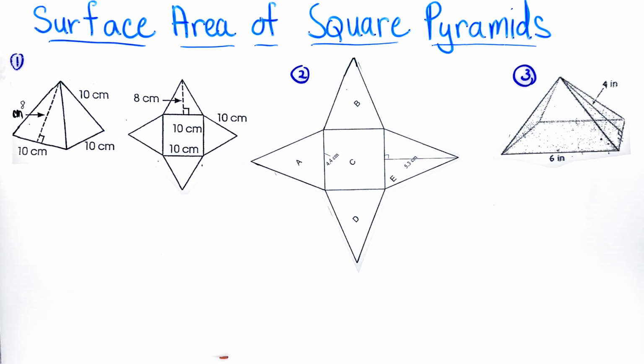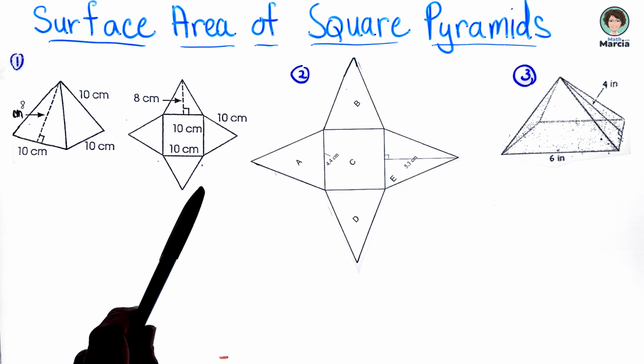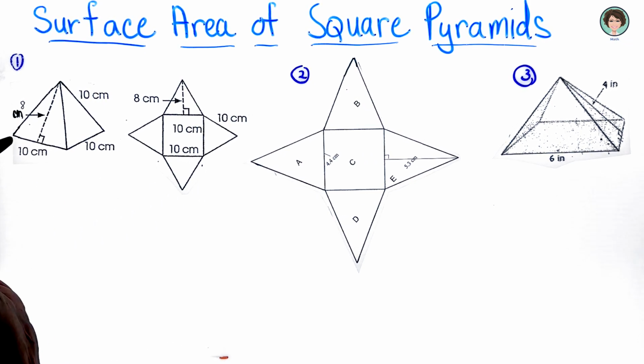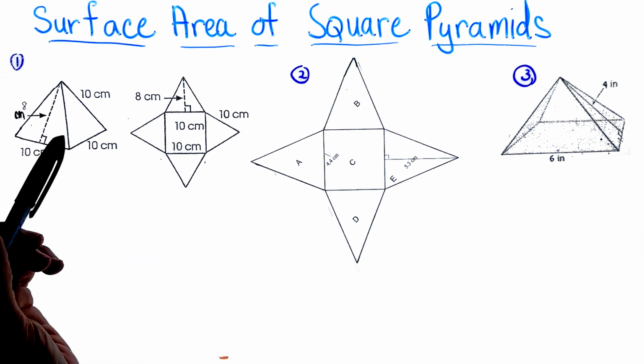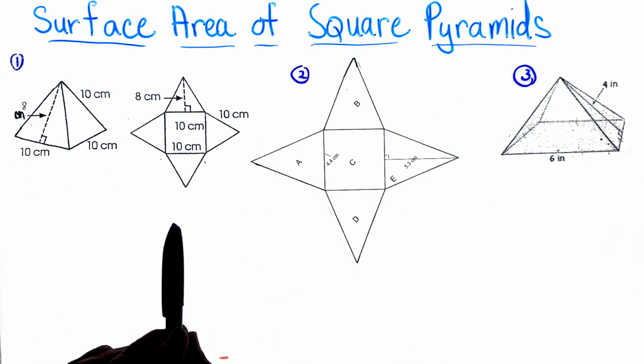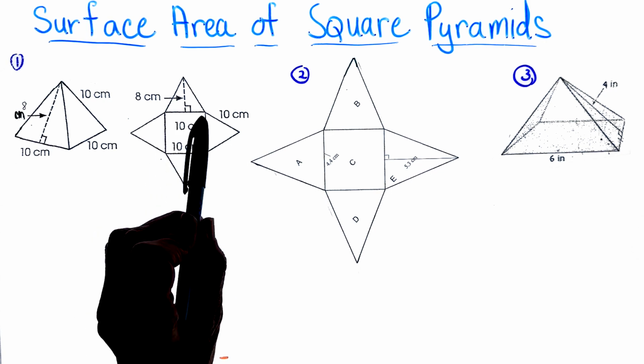In this lesson, we are going to be finding the surface area of square pyramids. So I have a number of what we call nets to show you. This is our pyramid. We know that the pyramid has a square base. That's how it's getting its name. And you can see that base here.